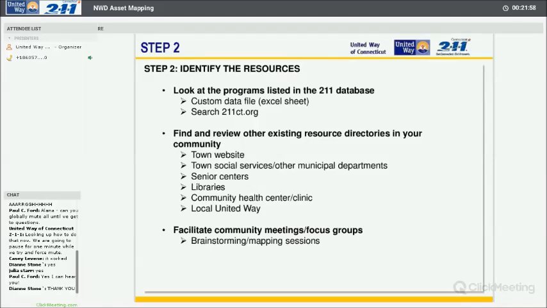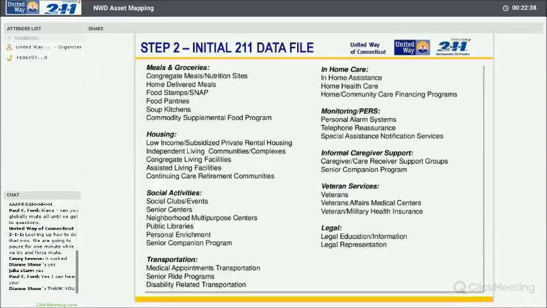And then, of course, the last way would be to facilitate community meetings or focus groups where you're getting a cross-section of individuals from your community together, doing some brainstorming or mapping sessions to pick people's brains and say, where are all the access points in our community where people are getting help with transportation, where they're getting food help, right? Having a session like that, where people who are in a position to know those types of services can help identify informal resources that we don't have in 211, or that don't exist in other directories. Okay.